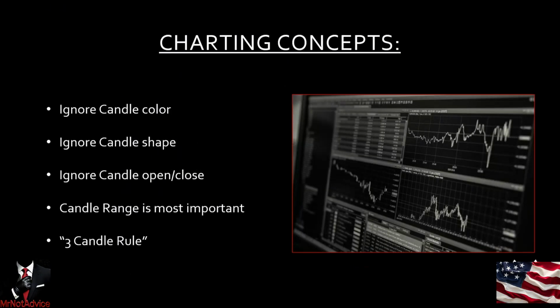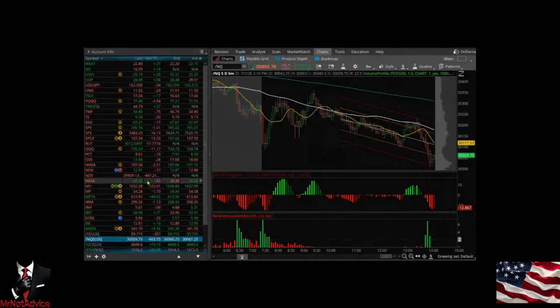Finally, charting concepts. I ignore the candle color. It does not matter to me, and I'm going to teach you how I read a candle. I largely ignore a candle shape 90% of the time, unless there's specific patterns that I will use. When I talk about a candle that's a Japanese candlestick, I'm using the full range, not the open and the close. So always remember, whenever I look at a candle, it's the full range. Yes, candle range is the most important. And the three candle rule, which I'll go over, is something that is fairly consistent throughout my methodology.